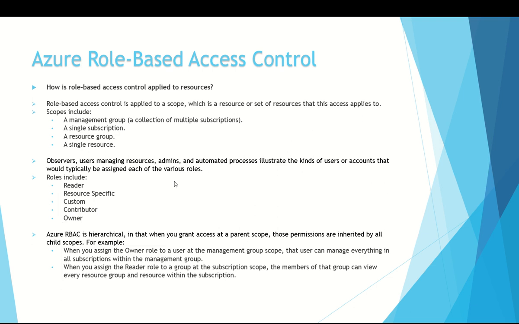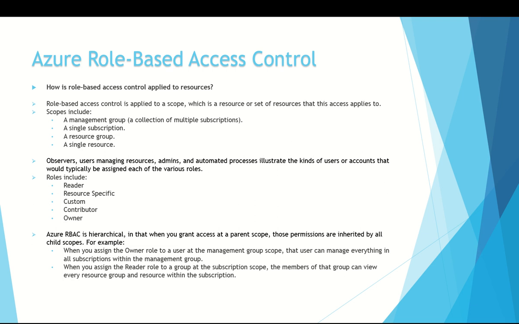So Azure role-based access control is hierarchical, in that when you grant access at a parent scope, these permissions are inherited by all child scopes. So we can see here, when you apply permissions on the parent, obviously it will be inherited by the child.